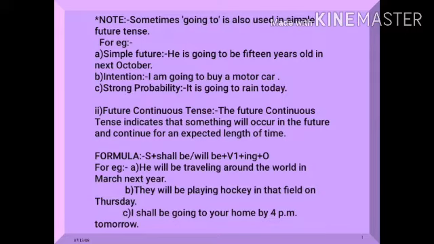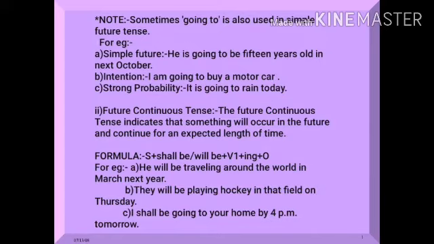Number B, intention. I am going to buy a motor car. I have not bought yet, but I am going to buy. That means I shall buy a motor car in future. Number C, strong probability. When there is a strong probability, you can use going to instead of shall or will. So here I have written one example of strong probability. You can see, it is going to rain today. So that means there is a chance of raining today.